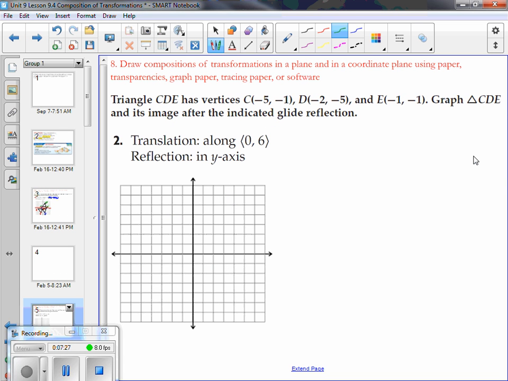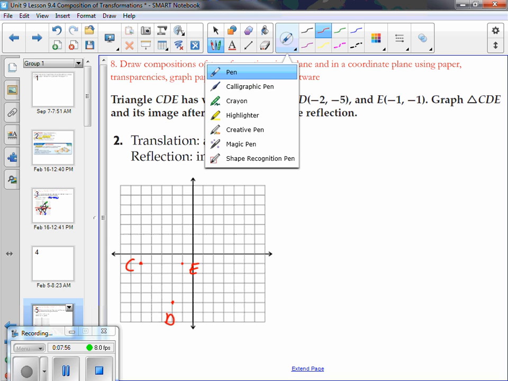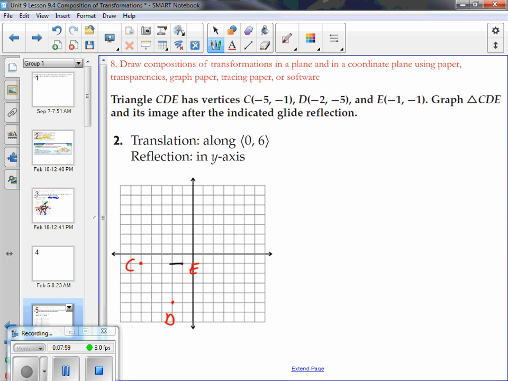All right, let's try number 2. But let's try number 2 a little differently. Okay? Let's go ahead and start the same way. Let's graph this. So C is -5, -1 again. 1, 2, 3, 4, 5. There's C, and D was -2, -5, and E is -1, -1. So we start off the same way. We take our straight edge and we connect the vertices. All right, so there's triangle CDE to start off the problem again.